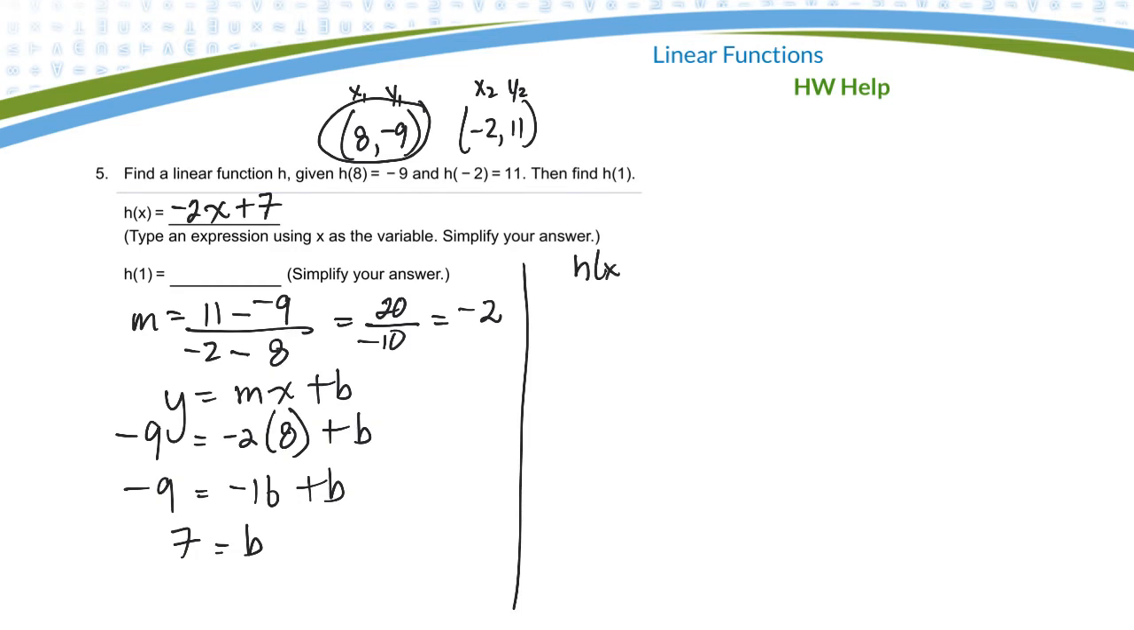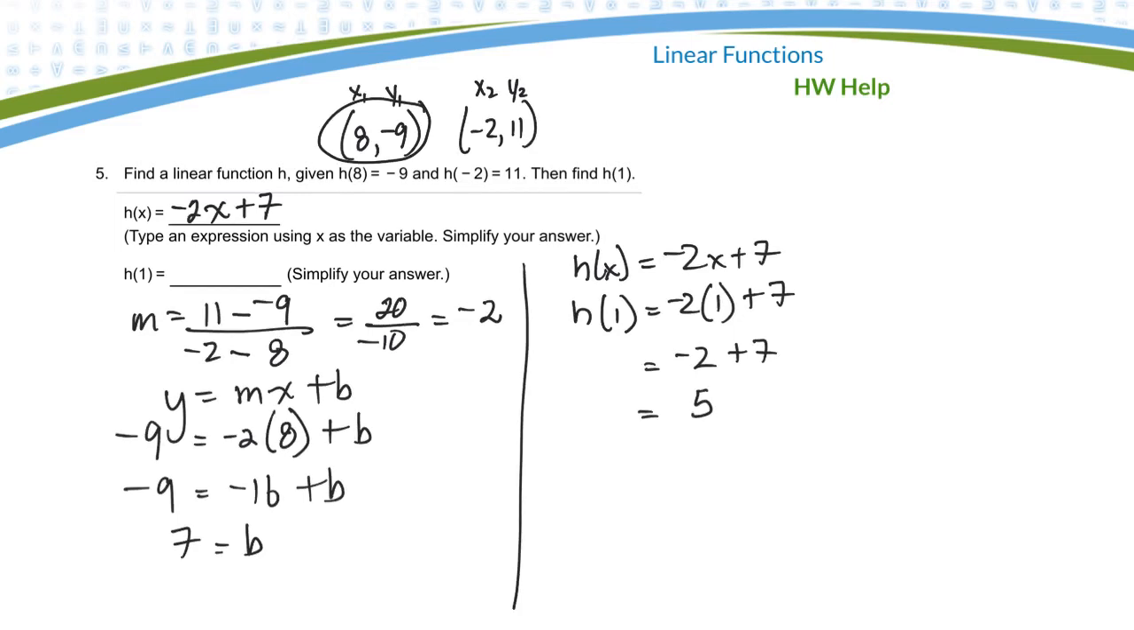Well, my function is h of x is equal to negative 2x plus 7. So h of 1 will be, what's the value of this function when you put a 1 in for x? Negative 2 times 1 is negative 2, plus 7. In this case, I'll get a 5.